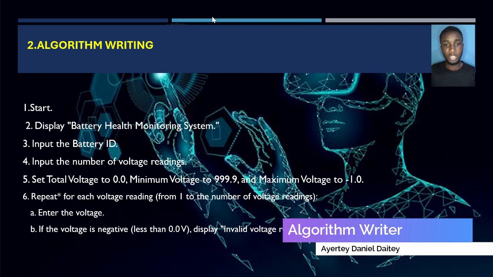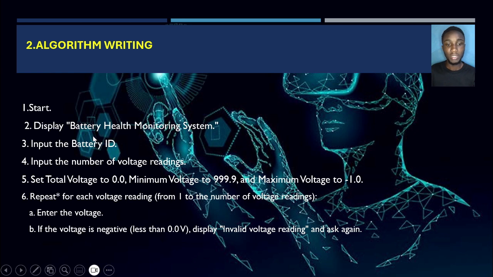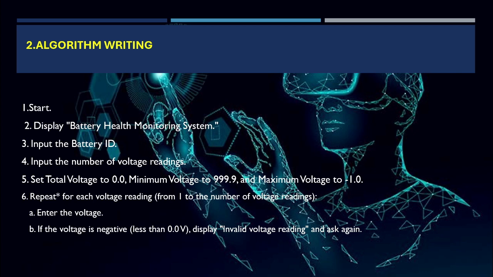Before we start code, we need to write down our algorithm, and this is the algorithm I've written down. First of all, we start. Display the battery monitoring system. Input the battery ID. Input the number of voltage readings. Set the total voltage to 0.0, minimum voltage to 999.9, and maximum voltage to -1.0. Repeat for each voltage reading.